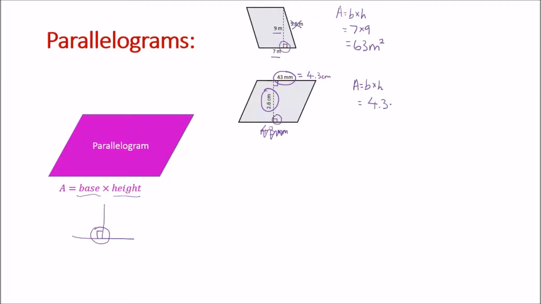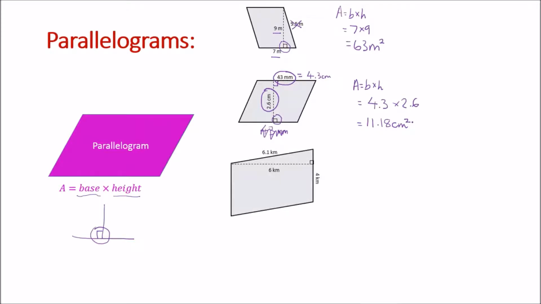But 4.3 for the base and 2.6 for the height, which will give us an area of 11.18, and we're working in centimetres, not millimetres, so just always be careful because we do have millimetres here, but we were working with centimetres, and we're looking at area, so it's squared.